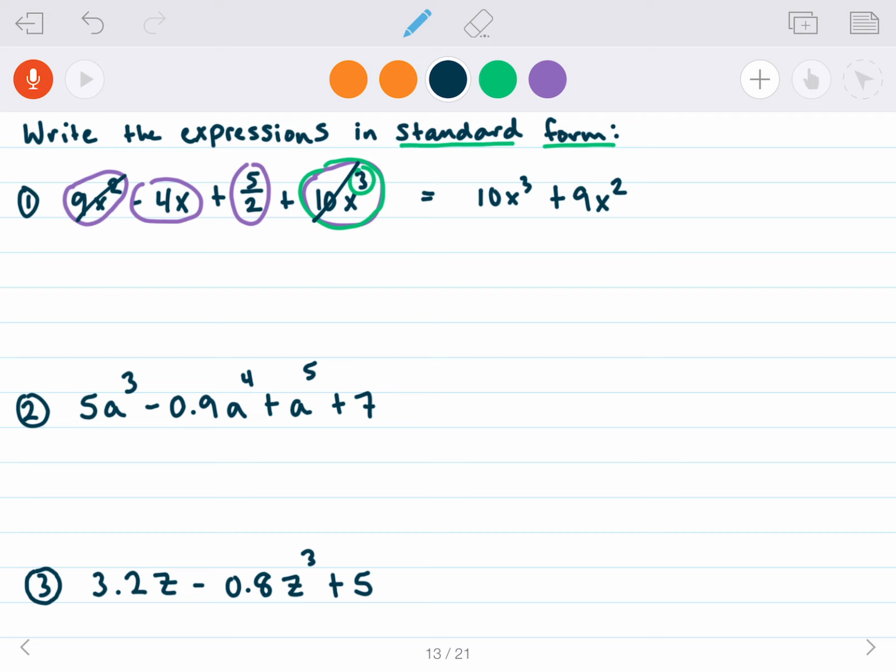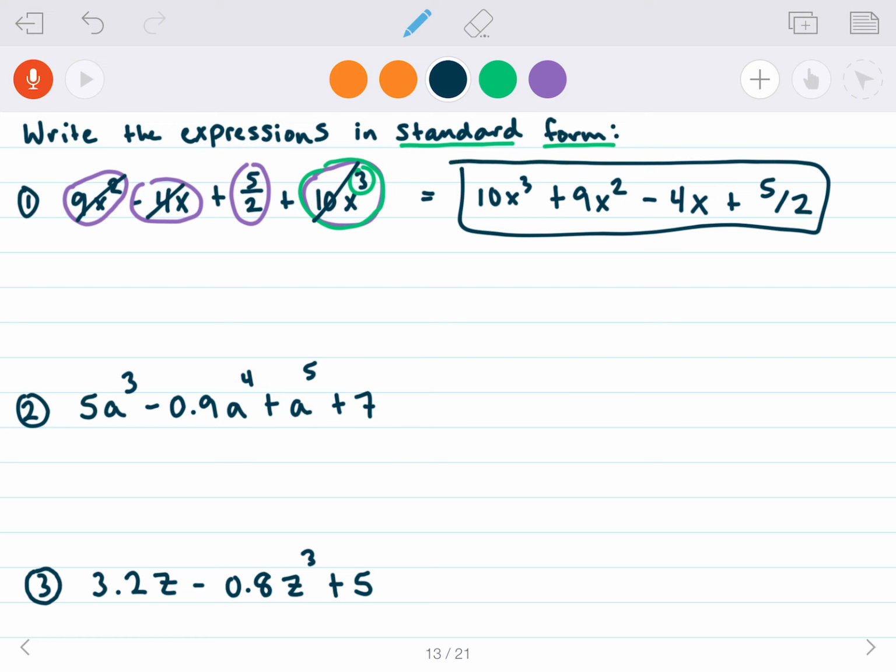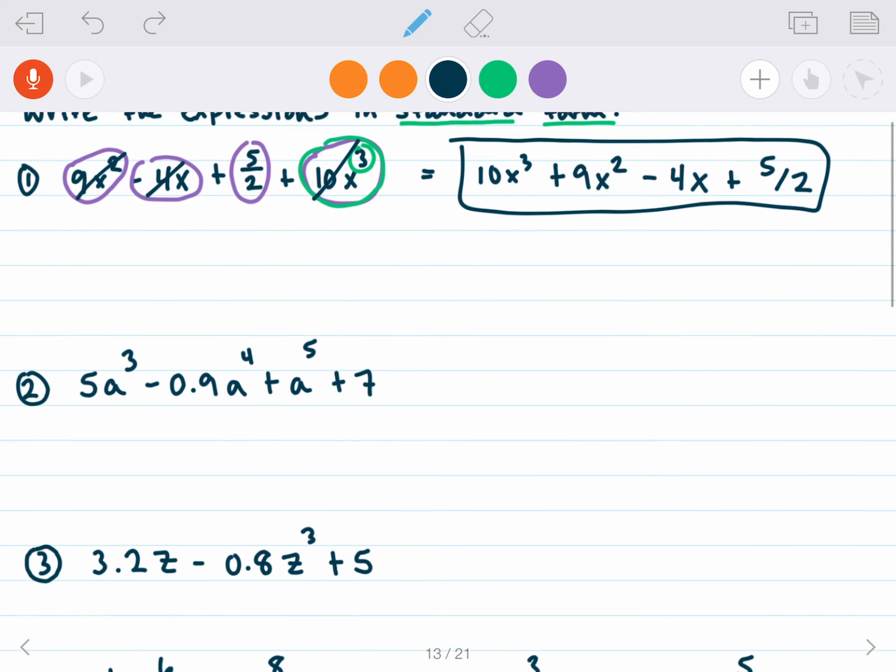Remember that that plus sign is understood to be in the front. Now this x, it has an understood exponent of 1. Okay, so that has an understood exponent of 1, so that comes next. And finally, the constant number is 5 over 2. There's no x there. So this is just plus 5 over 2. And this is our answer in standard form. We started with the highest exponent term, and we go in descending order until we get to the constant. If there's no constant, that's fine too. We don't always have to have a constant.